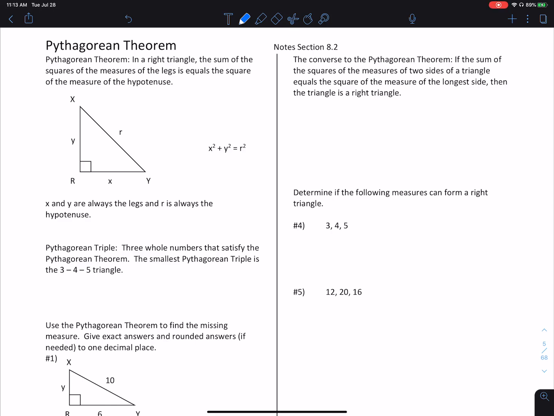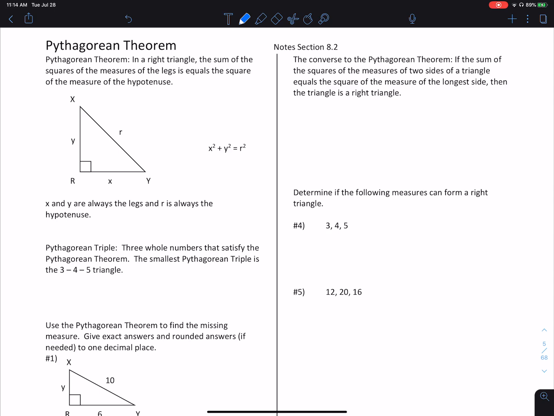Geometry Notes, Section 8.2, the Pythagorean Theorem, the converse to the Pythagorean Theorem, and a Pythagorean triple. If you were to ask most people what the Pythagorean Theorem is, they would get part of it correct. They'd say a squared plus b squared is c squared, and then chuckle. Well, the context matters. Squaring a and squaring b and adding them together does not always equal c squared.